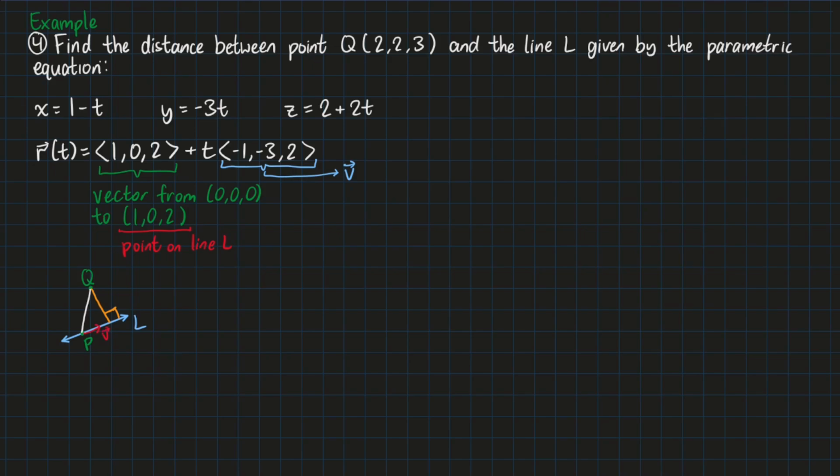So remember, the formula to calculate the distance from the point to line is D equals the magnitude of the cross product of vector PQ and vector V, divided by the magnitude of V. So let's get vector PQ first. So vector PQ is the components of Q minus the components of P. For the X component, we have 2 minus 1, which is 1. And then we have 2 minus 0, which is 2. And then we have 3 minus 2, which is 1.